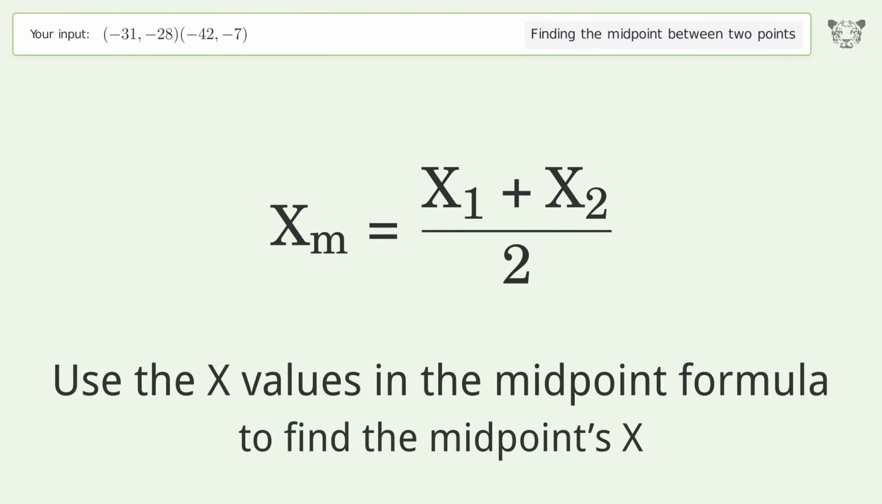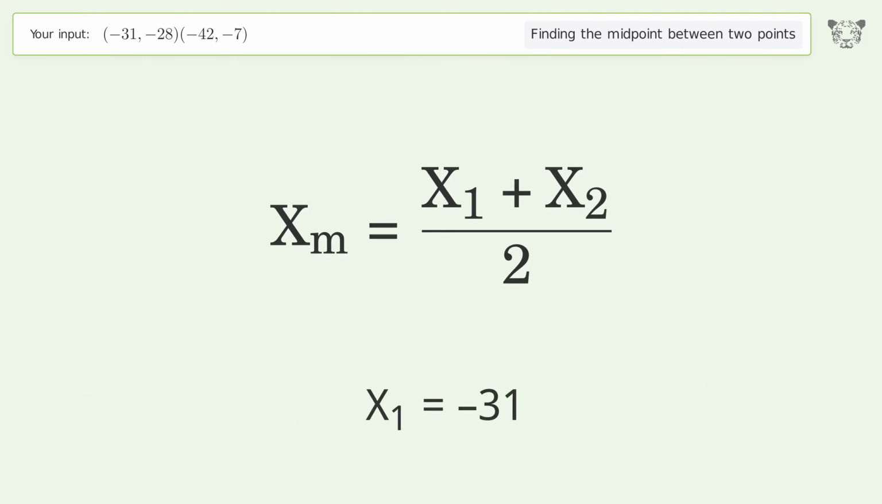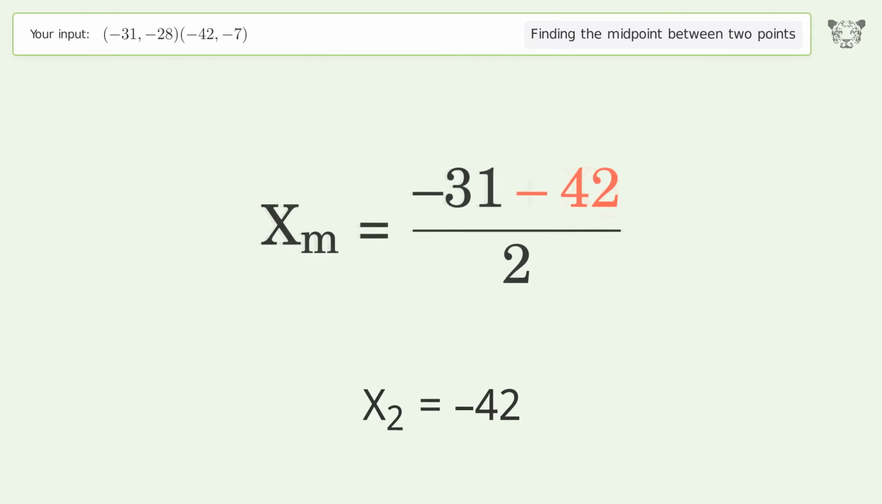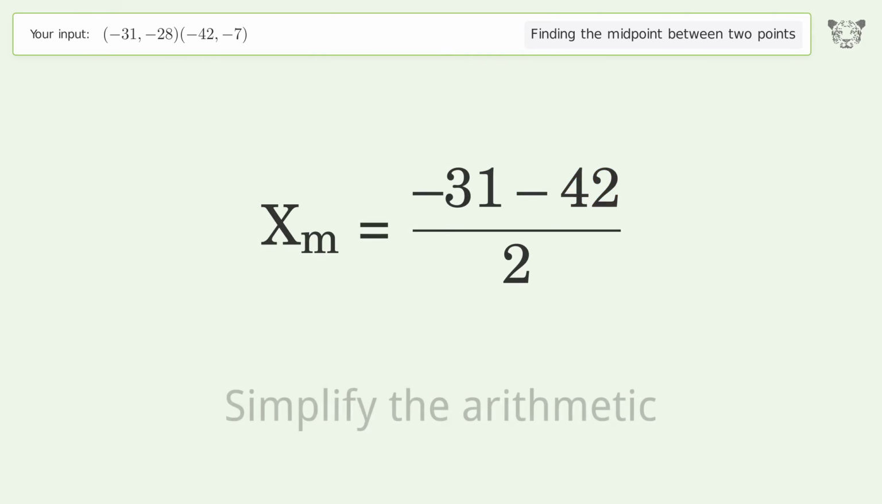Use the x values in the midpoint formula to find the midpoint's x. x1 equals -31. x2 equals -42. Simplify the arithmetic.